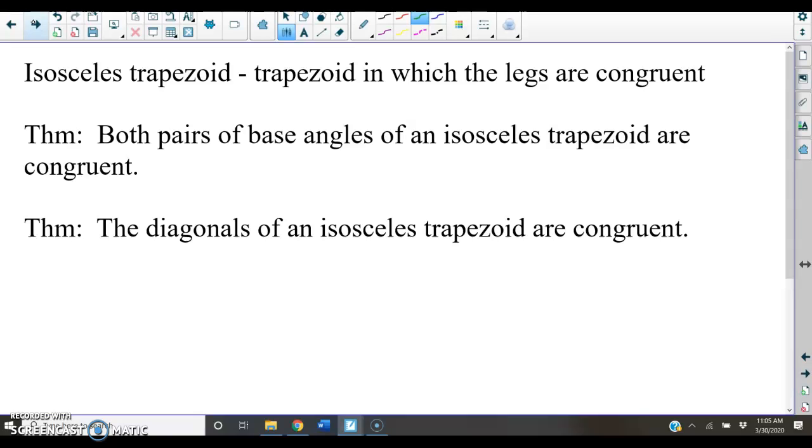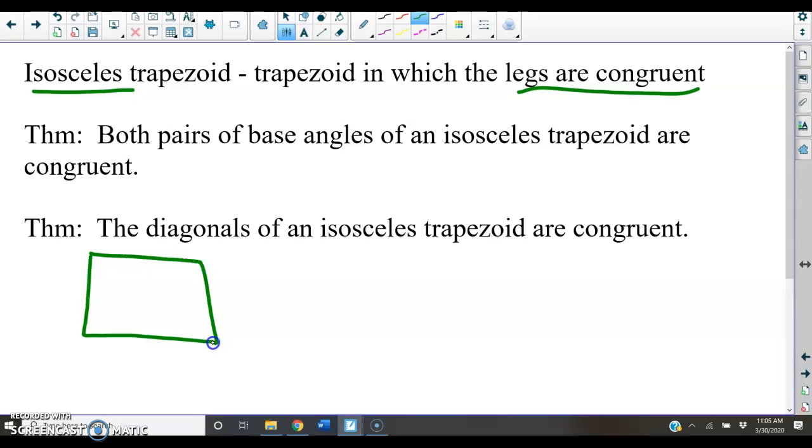On an isosceles trapezoid, what we like to think of as our trapezoids, the legs are going to be congruent. A lot of trapezoids are not. If we pretended the Red River was straight, North Dakota's north and south borders are parallel, but the legs are not congruent. So that would be a trapezoid, but not an isosceles trapezoid.